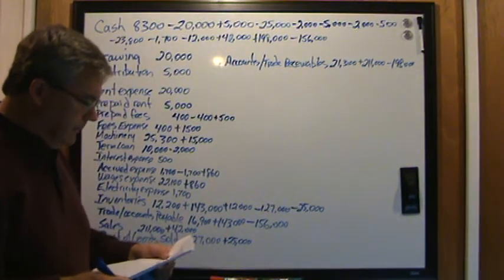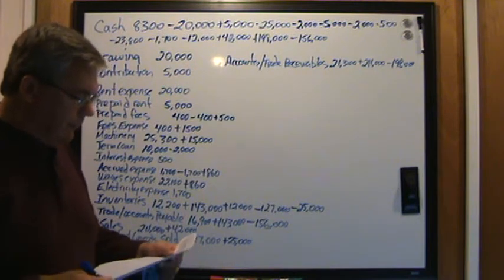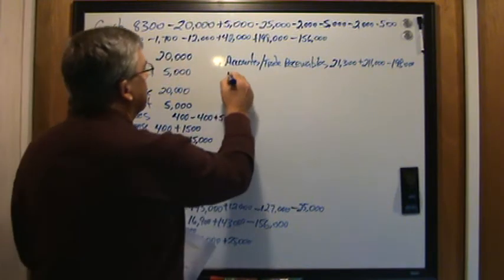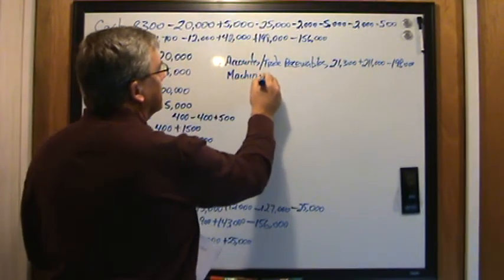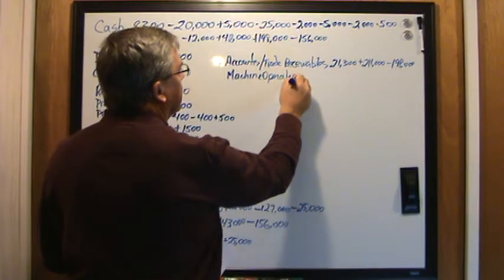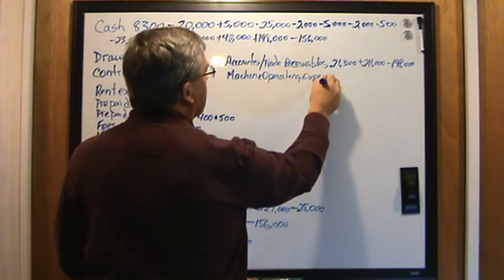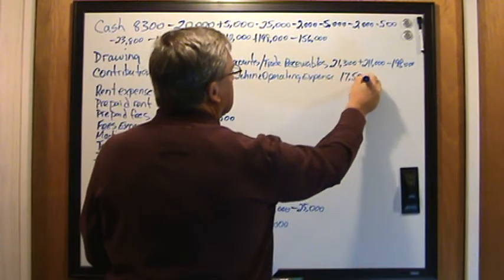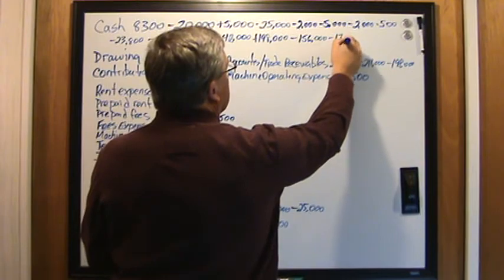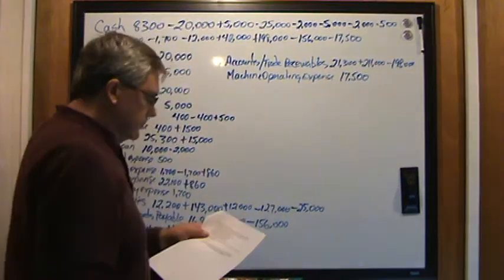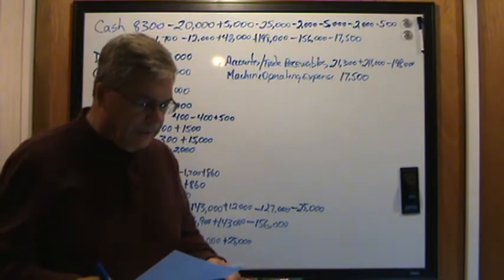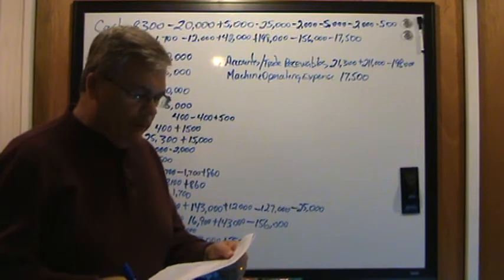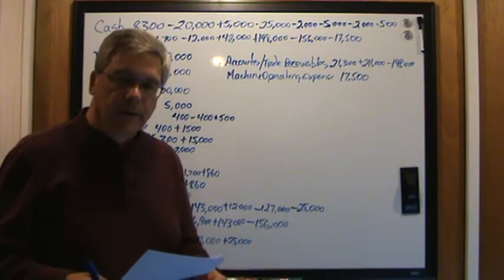And finally, in this regard, machinery operating expenses paid totaled $17,500. So machinery operating expense was $17,500. So that's paid out of cash. Now, the reminder here is that the business uses the reducing balance method for depreciating non-current assets at the rate of 30% a year.